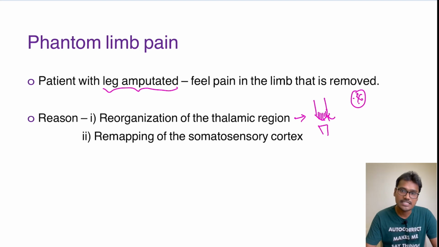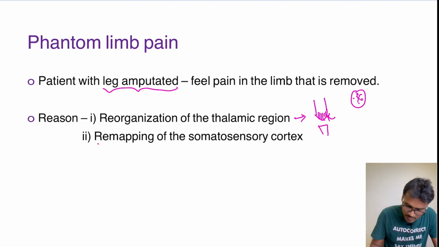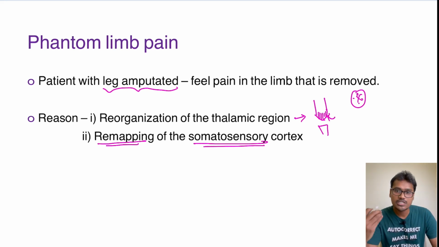Another reason for this is a remapping of the somatosensory cortex. The cortex which was responding for that particular limb is now remapped, and maybe it is remapped to other regions like the face also. So whenever the patient is touched on his face, he might feel as if he is having pain in his limb which is amputated.